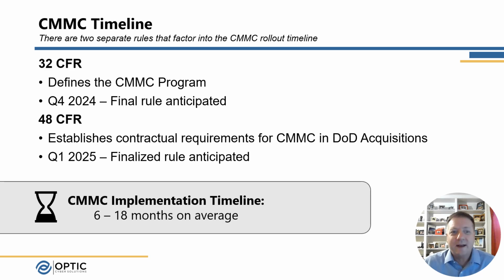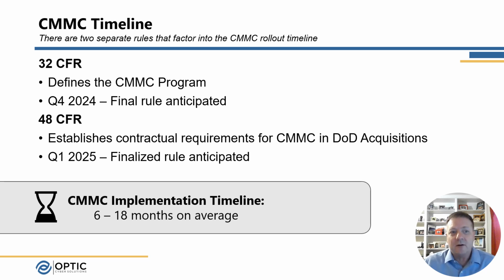So when do I need to have these requirements in place? The exact timing of when organizations being awarded DoD contracts need to demonstrate compliance with CMMC depends on the government's rulemaking process. The CMMC rules, 32 CFR and 48 CFR, must be finalized before the program can go live. Let's discuss each rule a little further to understand why they are required and how they work together.